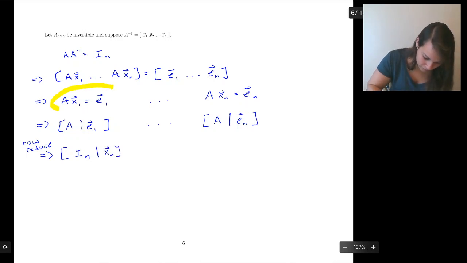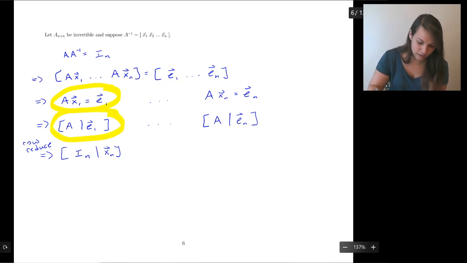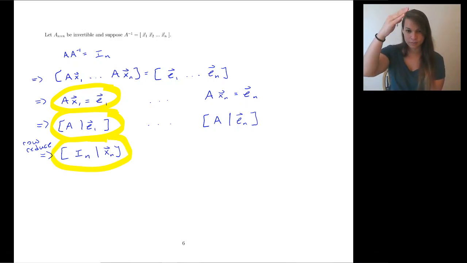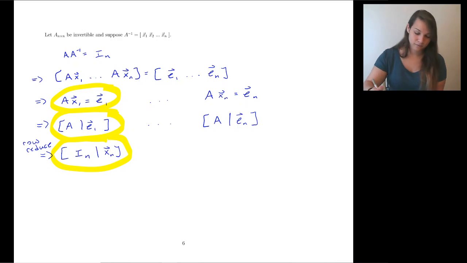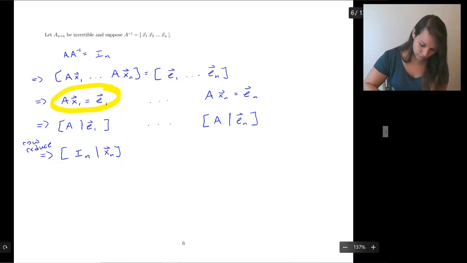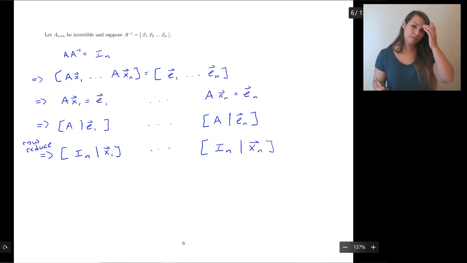Remember back up here? I said let's solve the equation AX equals E, which means we solve that augmented matrix. When you row reduce A, you'll get the identity matrix, and it should be equal to the answer. There we go. And we're going to row reduce all of them and get the identity matrix for all of them. Oh, I put 1 and N. Sorry. There we go.